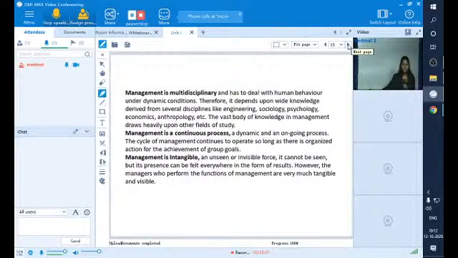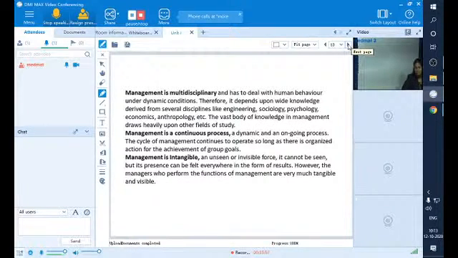Then the next one is management is multidisciplinary and has to deal with human behavior under dynamic conditions. Therefore, it depends upon wide knowledge derived from several disciplines like engineering, sociology, psychology, economics, anthropology, etc. So the vast body of knowledge in management draws heavily upon other fields of study. So management has various departments. You are recruiting and selecting people in various departments, okay. One is from an engineering background, one is from an accounts background, one is from an economics background or anything. So it is multidisciplinary, okay.